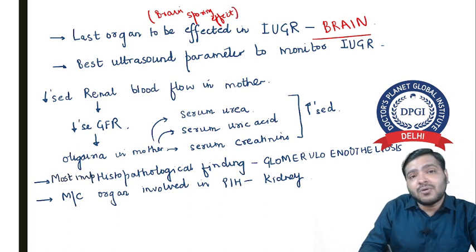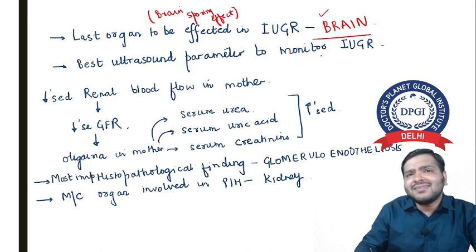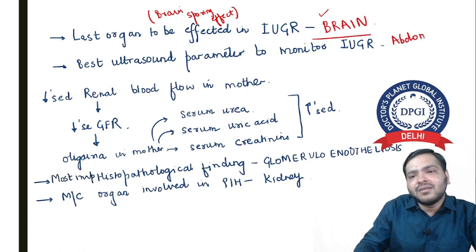So what does the body of the fetus do? All the blood will be shifted towards the brain from other organs. So basically the last organ to be affected in IUGR is the brain. And what is the best ultrasound parameter to monitor IUGR? Yes, it is the abdominal circumference. It is the abdominal circumference, guys.